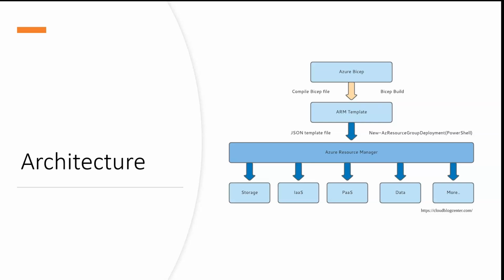So it will convert it to a JSON template file, and it will use PowerShell for resource group deployment. If you're using PowerShell, you can use Azure CLI also, where you have az group deployment create. Once you pass that command, it will go to Azure Resource Manager, and on your behalf Azure Resource Manager will create the resources, whether it is storage, IaaS, PaaS, or data, whatever service you are deploying.